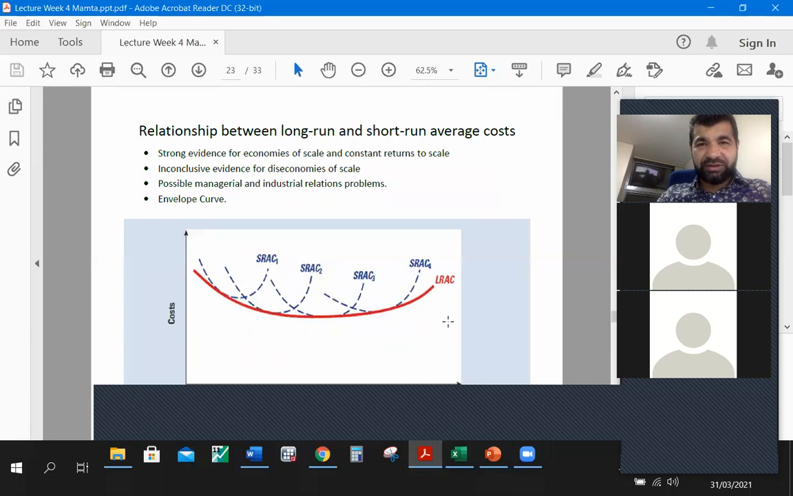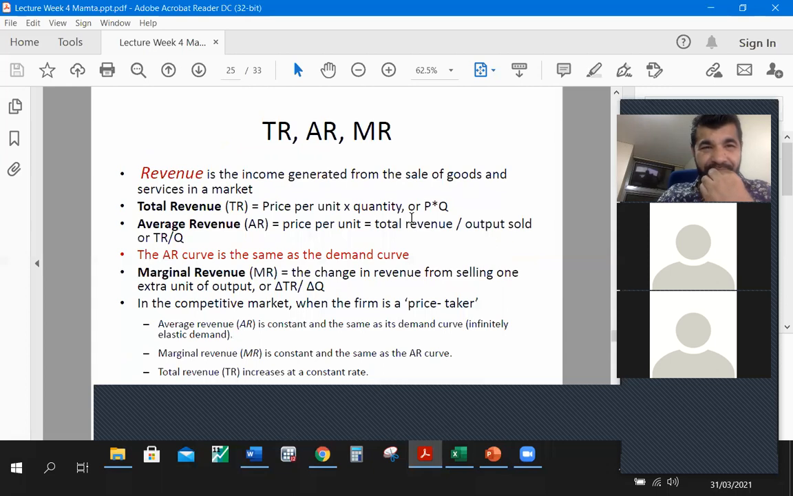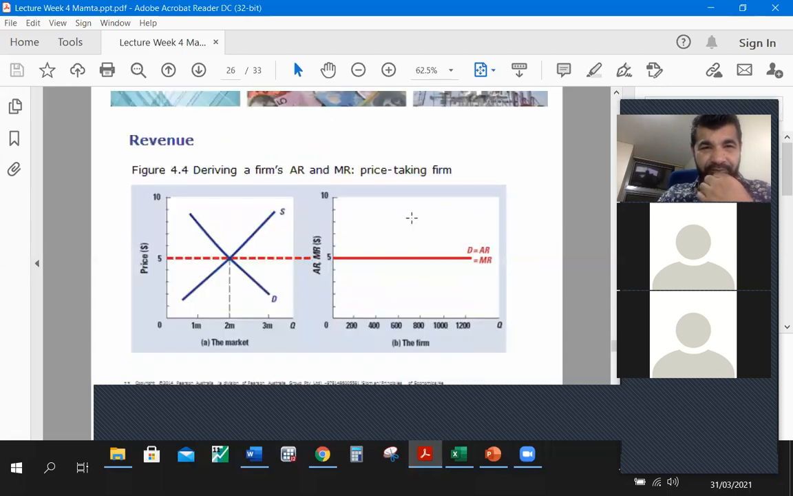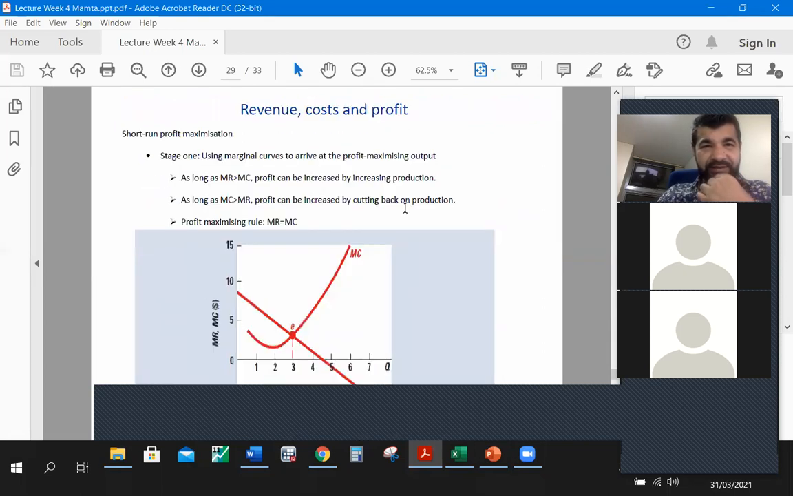There is not much actually. I think I'll stop it here. There's nothing much in here, to be honest. Revenue, current prices, where is, okay. Okay, what about the revenues?